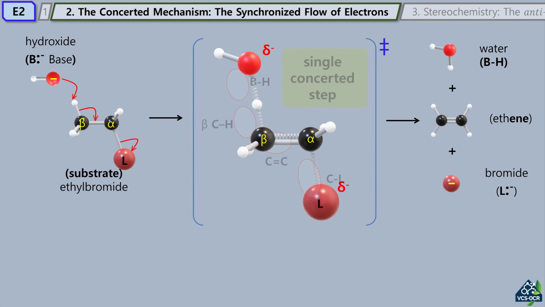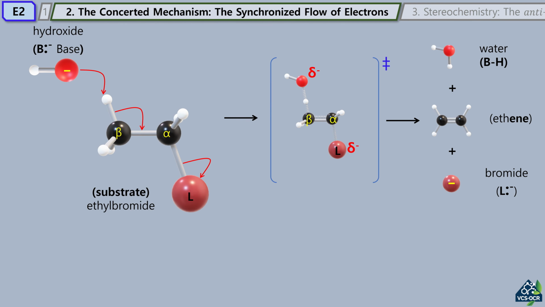This synchronized flow of electron density is why E2 is often described as a push-pull mechanism. The base pulls the proton, while the resulting electron density pushes the leaving group out. Because these events are coupled, the transition state adopts a highly specific geometry that maximizes orbital overlap and minimizes electronic repulsion.